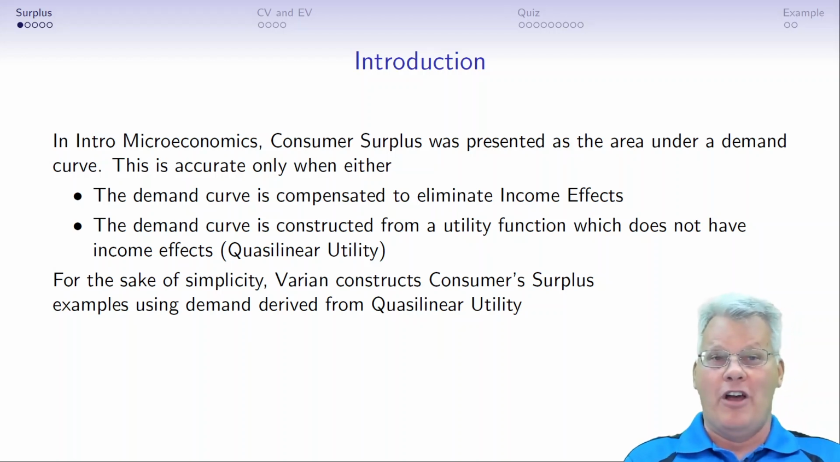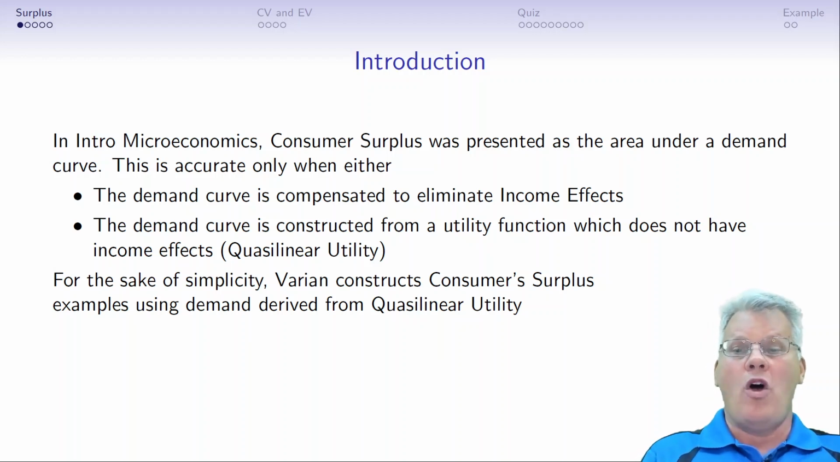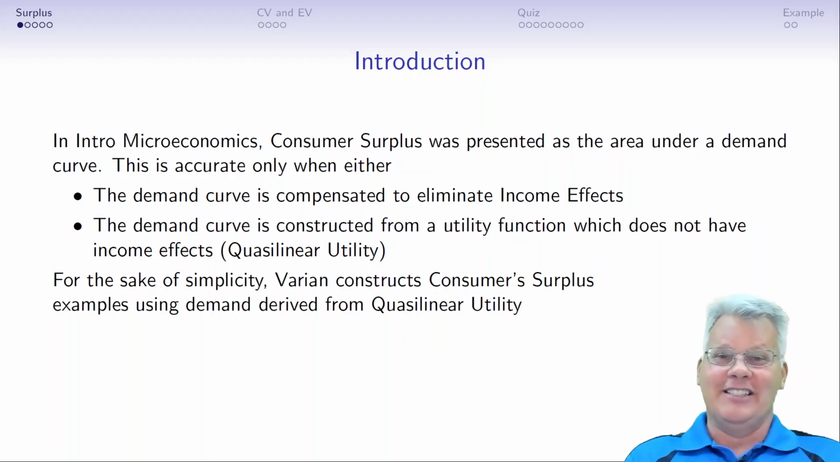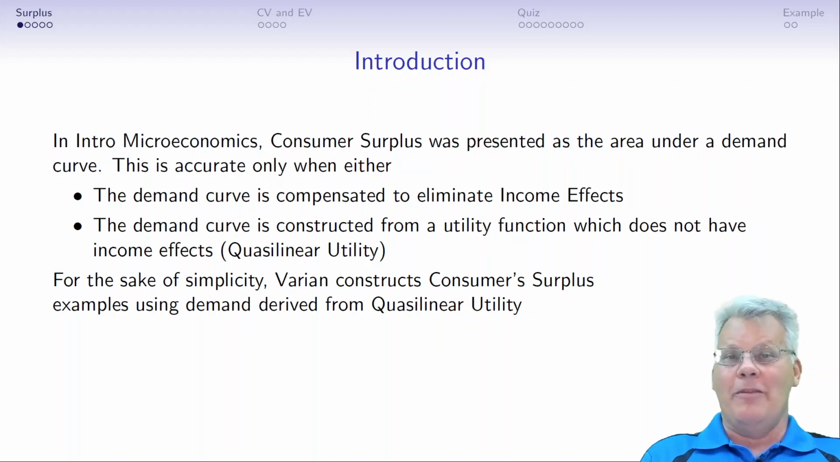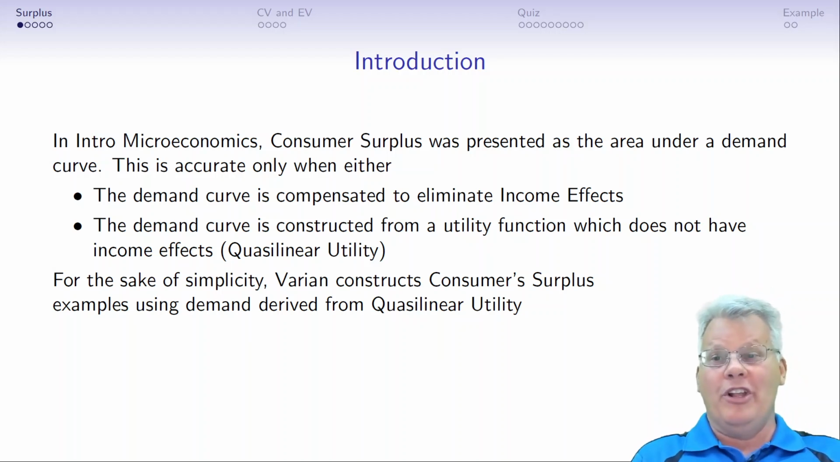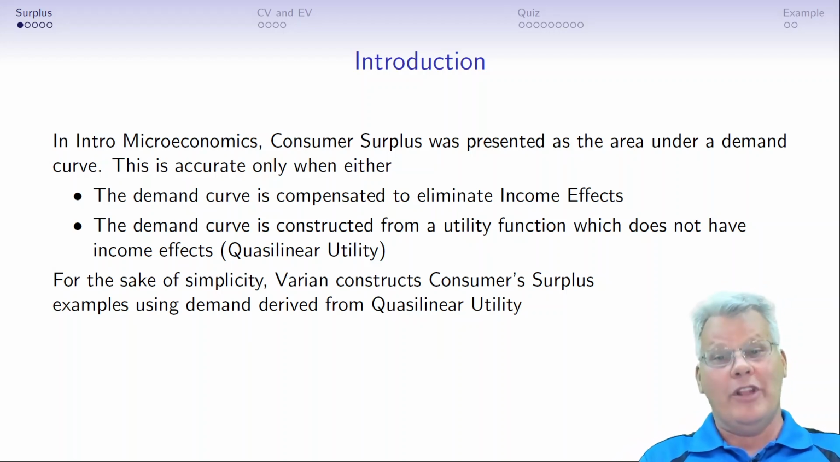And you remember from earlier chapters, we established that quasi-linear utility did not have income effects for the nonlinear good. So to simplify analysis in this chapter, Hal is going to make the heroic assumption that all examples are based off consumers that have quasi-linear utility. Not terribly realistic, but it'll make our lives mathematically much easier. So we'll do it happily.